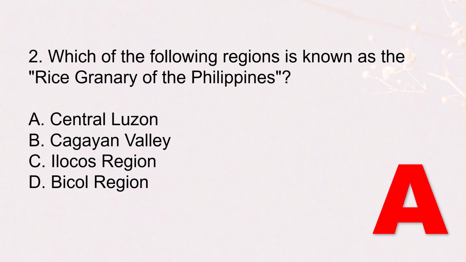Alright, so the correct answer is letter A, Central Luzon. Central Luzon, particularly Nueva Ecija, produces a significant portion of the country's rice. That is why the region is known as the rice granary of the Philippines. Letters B and C also produce rice, but not as much as Central Luzon. And letter D is known more for coconuts and pili nuts than rice. So letter A is the best answer.